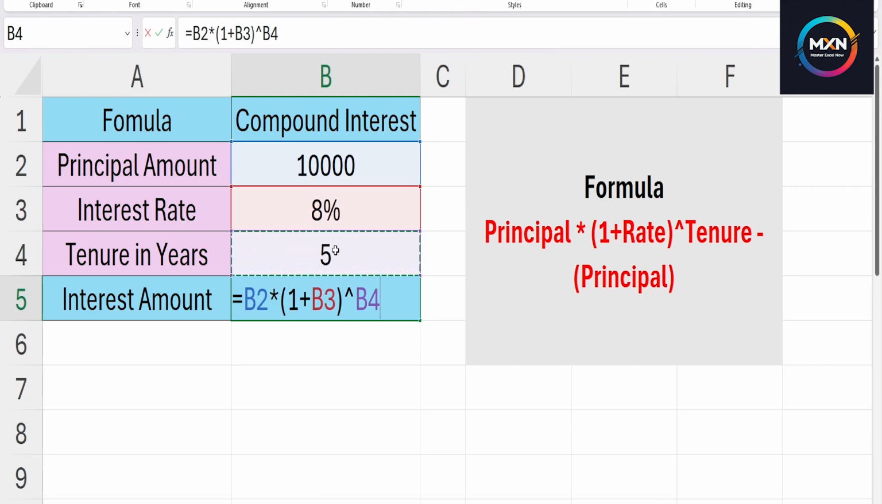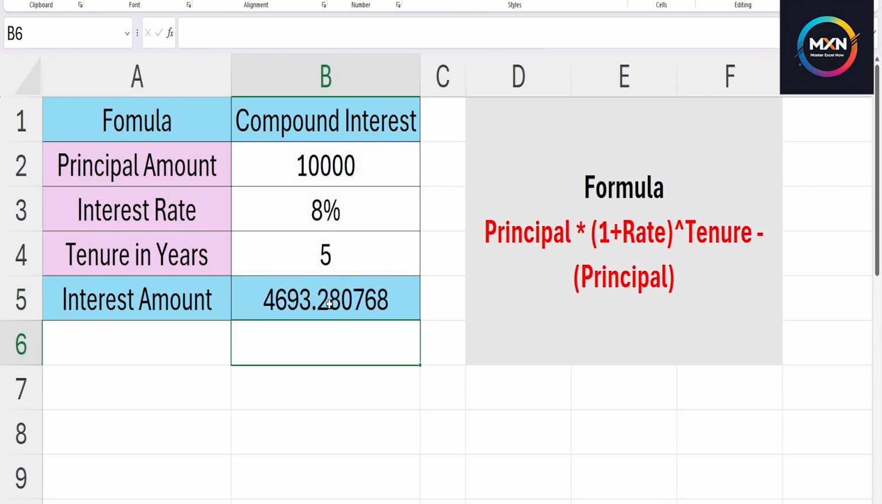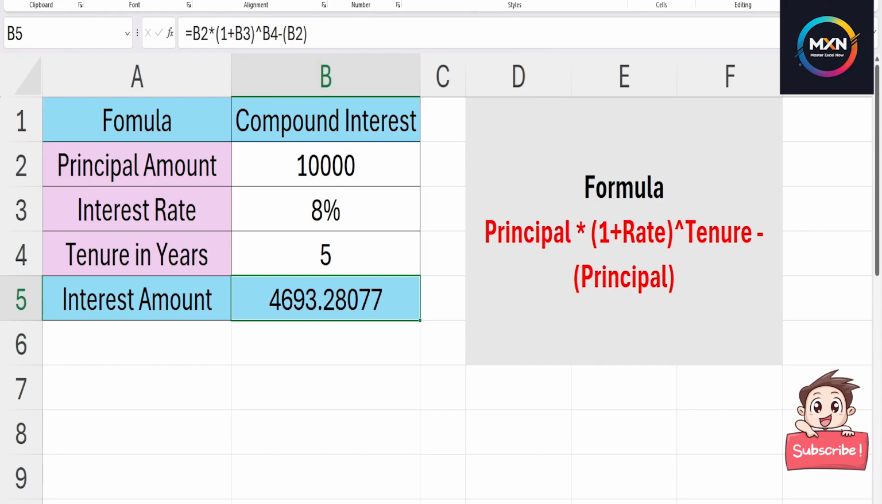Now, this is the compound interest plus principal. So I only want the compound interest. Hence, I'm going to subtract my principal. So here I'm going to subtract my principal again. And here is the total interest earned in 5 years, which is a compound interest. Remember, we did the same calculation for simple interest and the total amount was 4,000. So you see the difference and the power of compounding here.